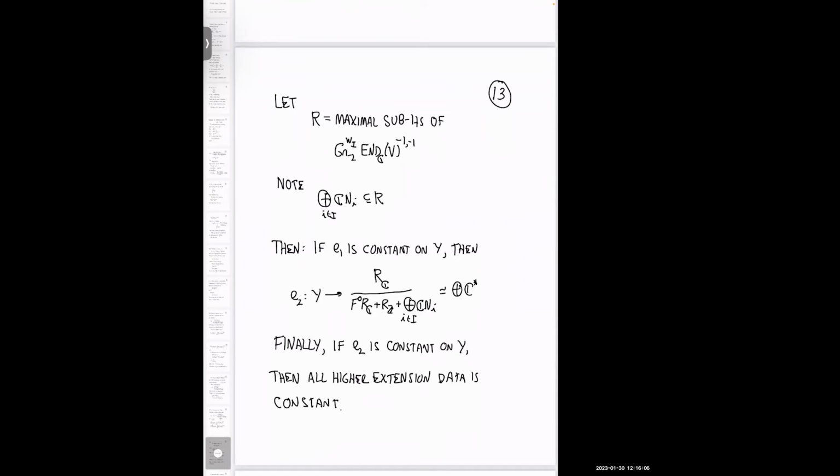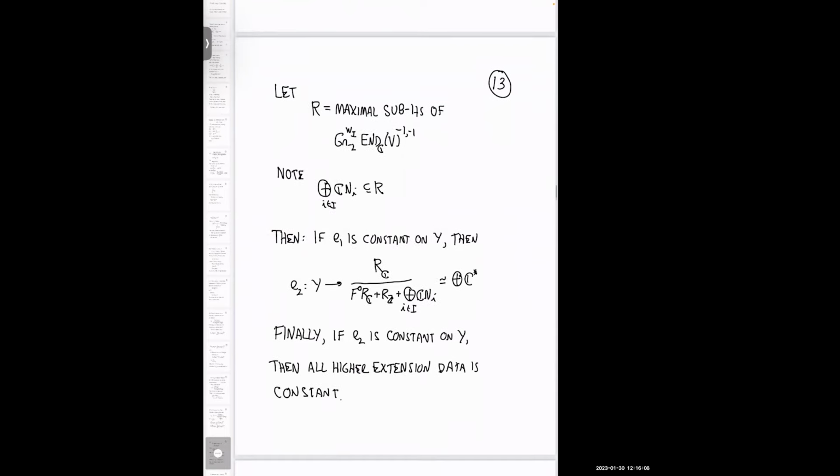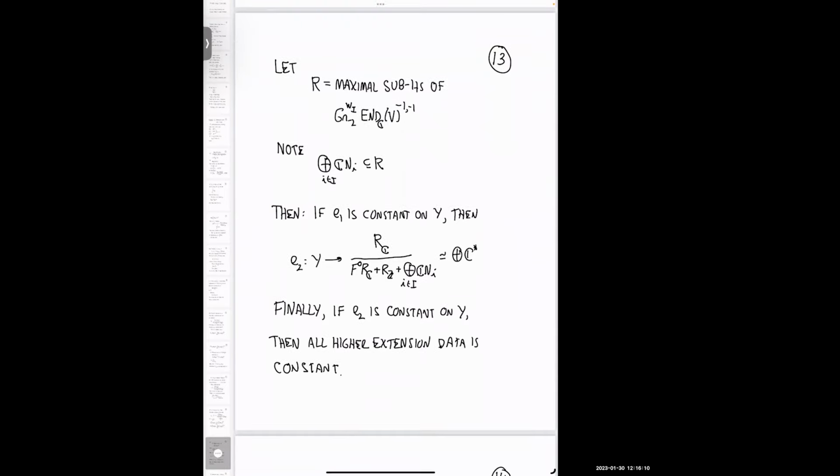So then if E1 is constant on Y, then E2 maps, I'm sorry, this should be Y star and not Y, maps Y star to this RC modulo F naught RC plus the integral stuff plus the C and I's. And this is just a direct sum of C stars. So that's where E2 has to go if you had a global family.